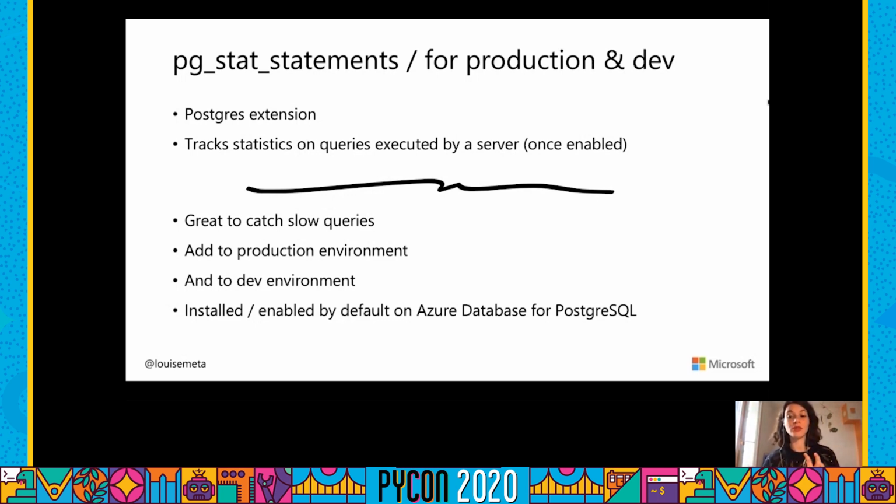If you want to configure the number of queries that you are tracking, you can do so through the PostgreSQL configuration file. And so I really recommend it because it will help you track slow queries. If you're working on a cloud provider for your PostgreSQL, like Azure Database for PostgreSQL, it is actually installed and enabled by default. And that's the same with a lot of the cloud offerings.